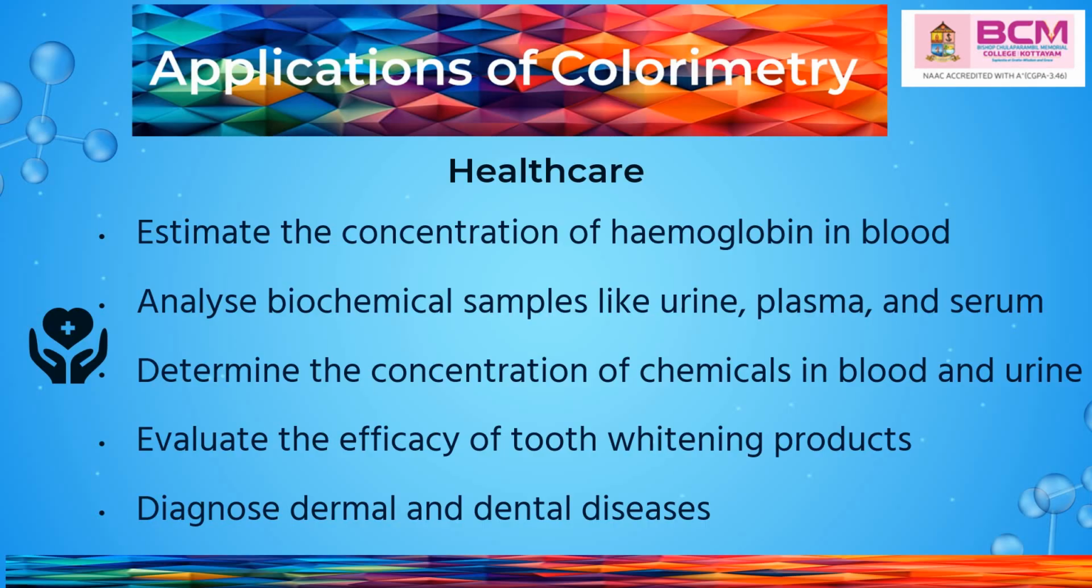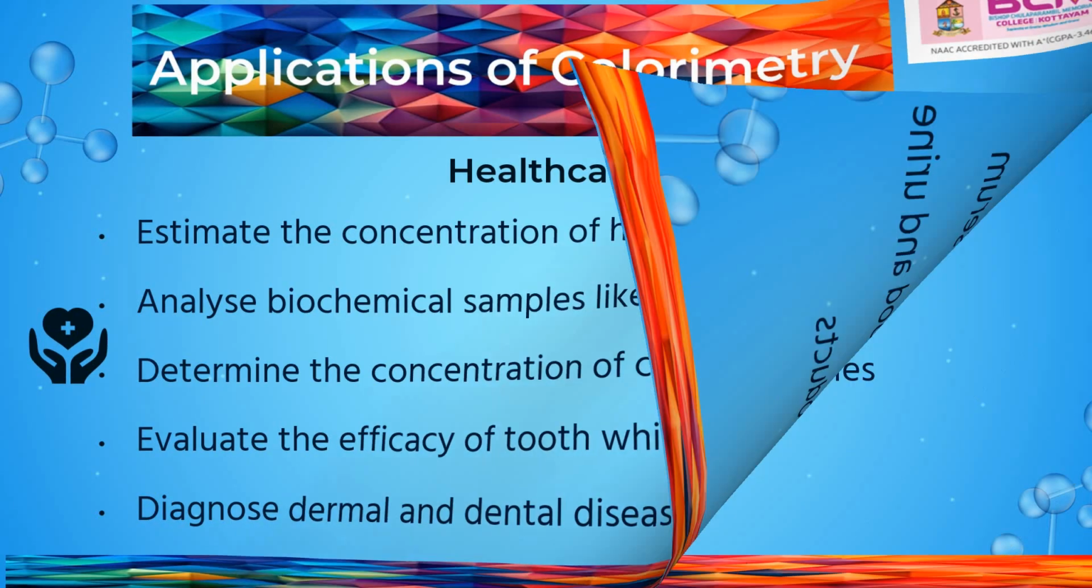Colorimetry has several important applications. In healthcare field, it is used to estimate the concentration of hemoglobin in blood, to analyze biochemical samples like urine, plasma and serum, then to determine the concentration of chemicals in blood and urine, to evaluate the efficacy of tooth whitening products, and to diagnose dermal and dental diseases.